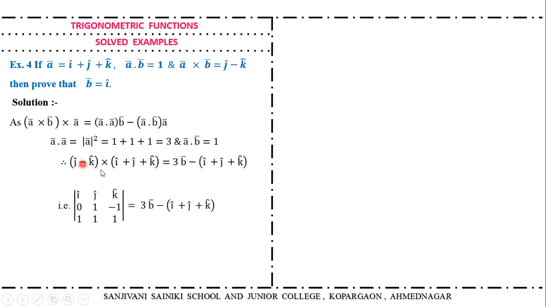So here we use the cross product of the two vectors: i j k, 0 1 minus 1, 1 1 1.